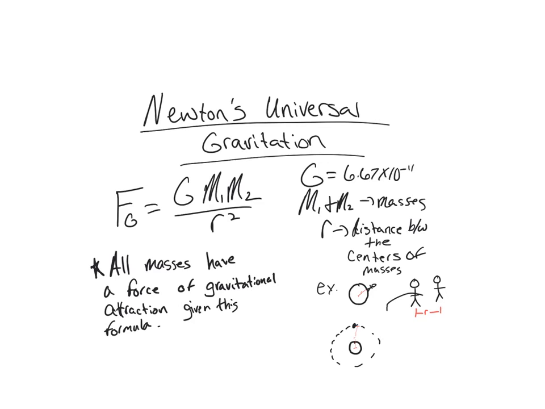m2 over r squared, where big G stands for 6.67 times 10 to the negative 11th. G is just a constant. It's always going to be the same. So this number right here will stay constant. And the m1 and m2 stand for the masses of the objects involved. And r is the distance between the centers of masses. So you want to go to the center of the masses.